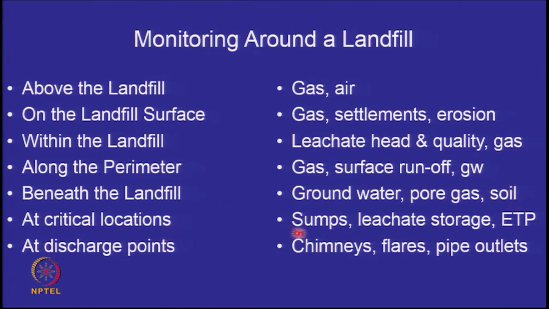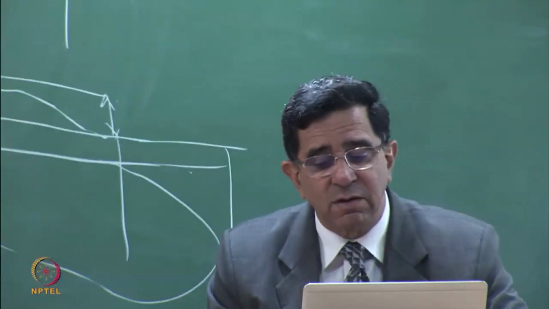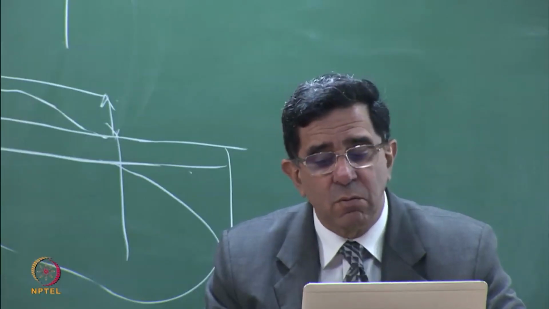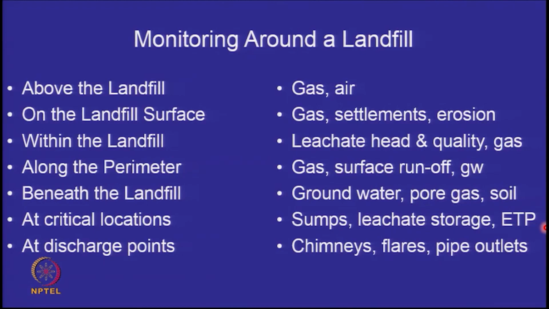At critical locations, I'll be monitoring at sumps, at leachate storage places, at effluent treatment plants, and at all discharge points. If I have a gas flaring unit, I'll be looking at the flaring unit. If I have chimneys or if I have gas wells which are doing passive venting, I'll monitor that at all pipe outlets. So this is where we have to monitor the various parameters.